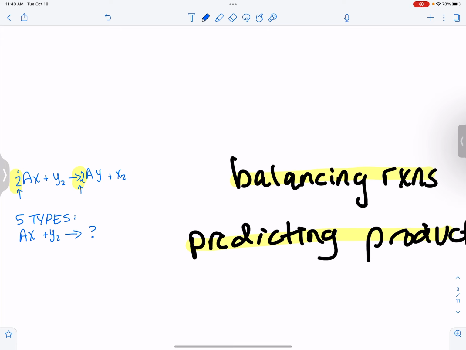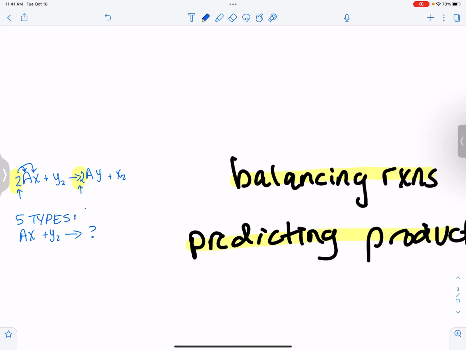So when the 2 goes in front, it affects this and this, making a total of 2 A's on the left and 2 X's on the left. So you'll learn more about how to balance and why we balance. And then once you balance, you're going to learn about the 5 types of reactions.